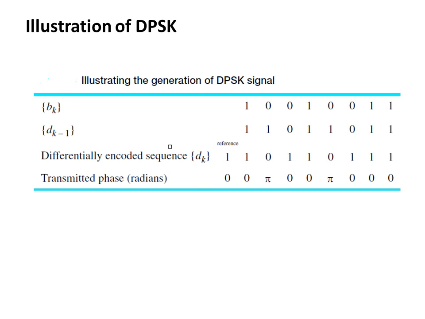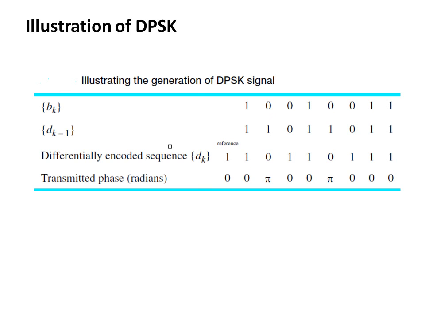So here in our case, bk is 1 and dk minus 1 is also 1. So 1 XNOR 1 is 1. So the first dk is 1. Now since dk is 1, the next dk minus 1 is also 1.